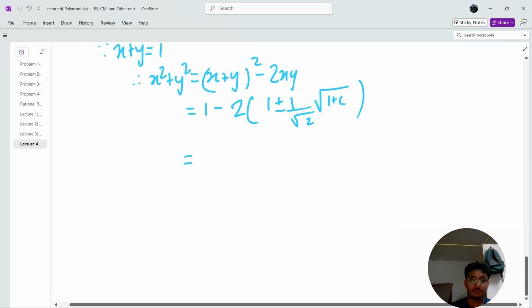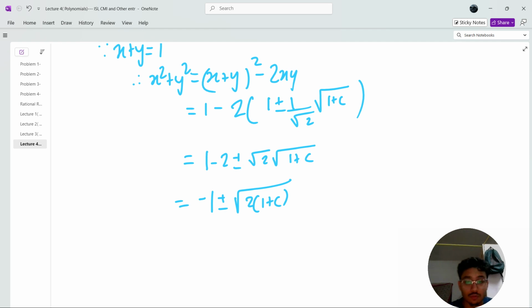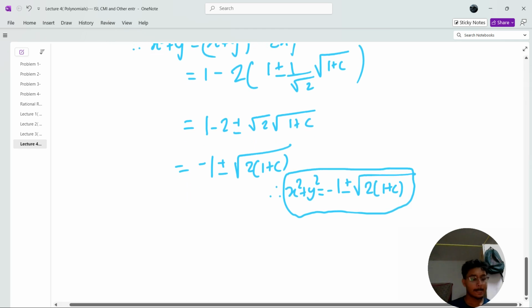Guess I'm okay up till here. That gives me 1 minus 2 plus minus root 2 into root 1 plus c. So that's minus 1 plus minus root over of 2 into 1 plus c. So therefore, my x square plus y square equals minus 1 plus minus root over of 2 into 1 plus c. Cool to go?